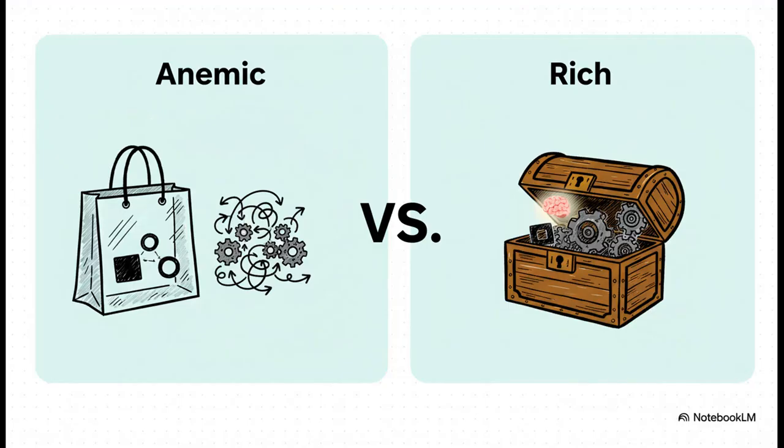So what are we even talking about here? Well, on one side, you've got the anemic domain model. This is where your entities are basically just glorified property bags, just dumb containers of data. All the smarts, all the behavior, lives somewhere else entirely. But on the other side, you've got the rich domain model. And this is where the magic happens. The data and the behavior live together, side by side. The entities themselves are actually smart. They're responsible for their own logic and for protecting their own state.